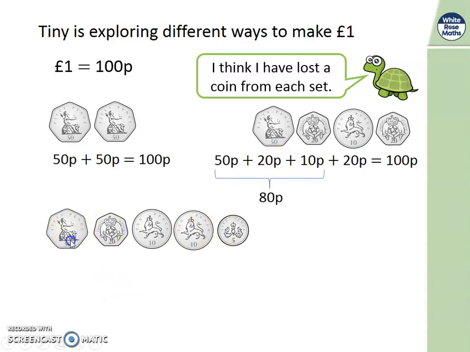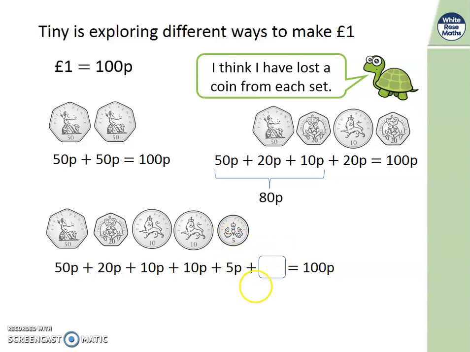And lastly, in this set, we have a 50 pence, add 20 pence, that's 70 pence. Add 10 pence more, that is 80 pence. 90 pence, add 5 pence more is 95 pence. We did that on our part-whole model. What did we add to make 100? We added a 5 pence. Well done if you applied that learning to this question.